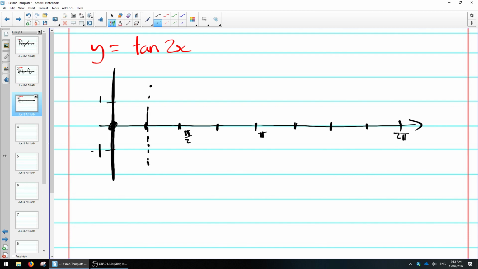So what's happening at this new pi over 2? What's happening at 3 pi over 4? Because what's the distance between these two asymptotes? Pi over 2, which is what our period was. So remember, that's what the period means. How long does it take before it just repeats itself? So yeah, that means we're alternating between x-intercept, asymptote, x-intercept, asymptote.